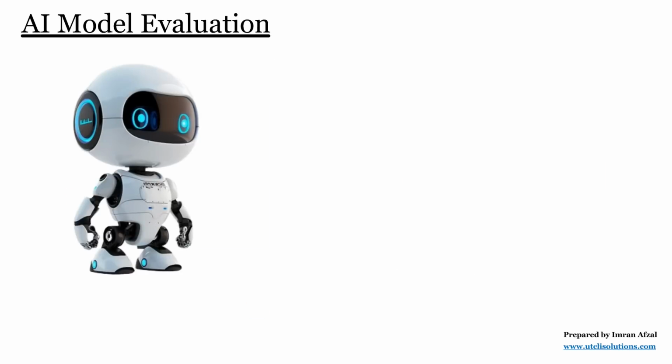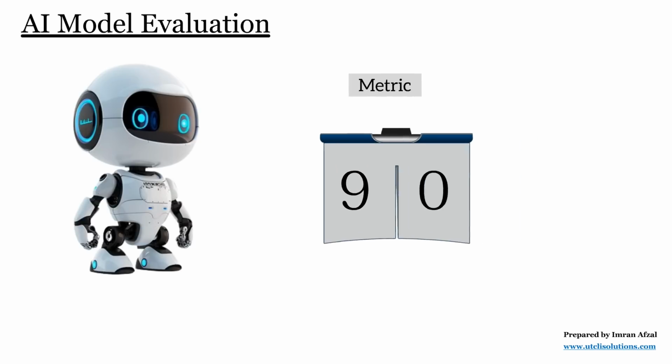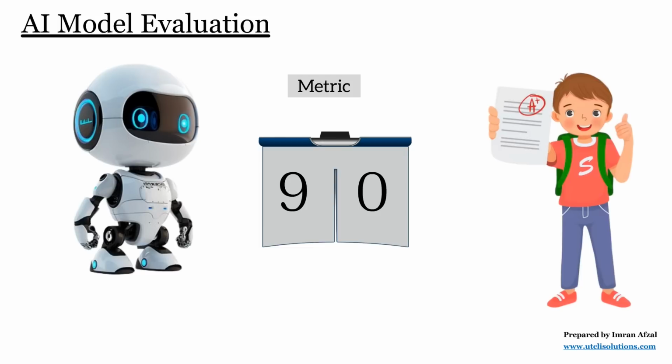Now, how do we evaluate a model? We use something called metrics. A metric is a number or score that tells us how well the model is performing. Just like you get marks in a test, a model gets a score through a metric. If the score is high, the model is doing well. If it is low, the model needs improvement.